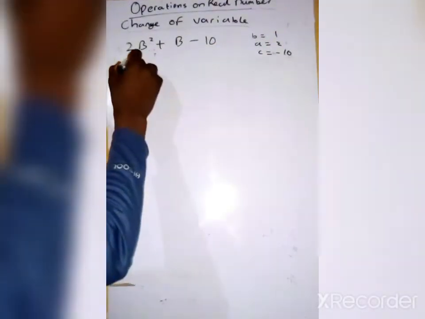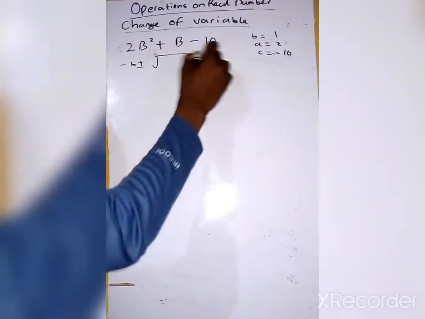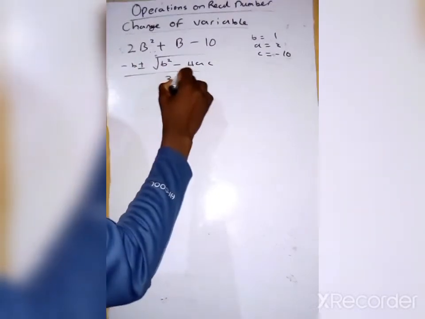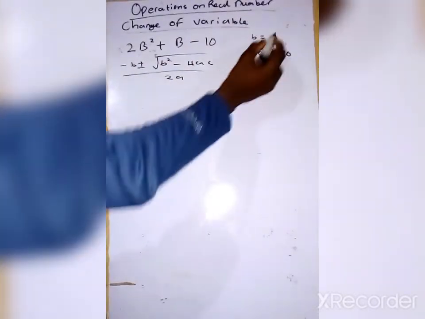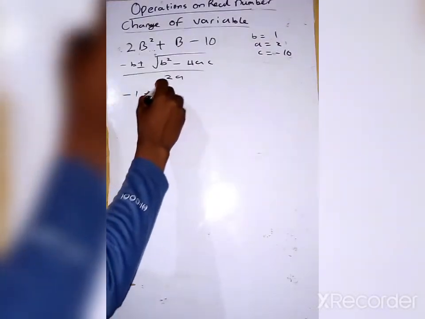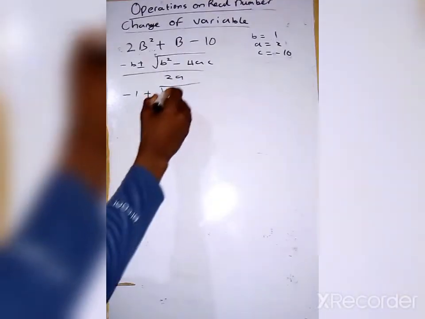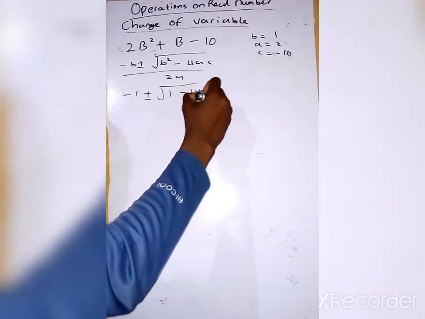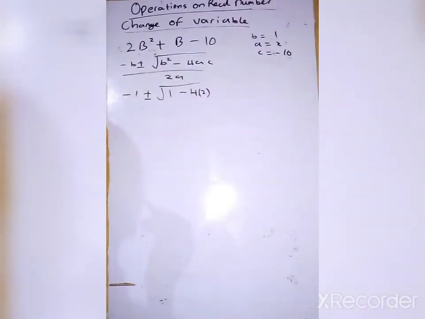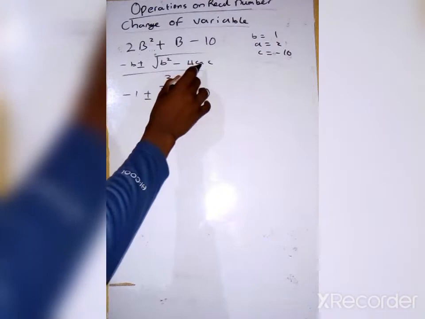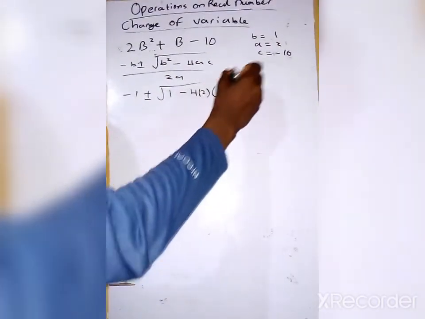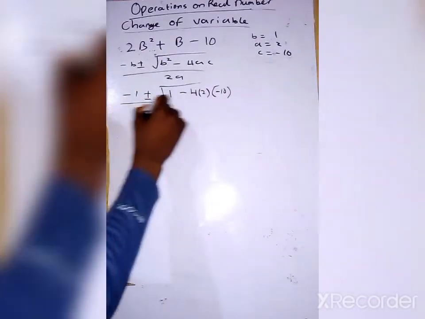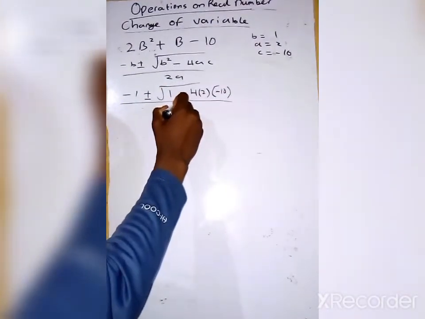So using minus b plus or minus the square root of b squared minus 4ac, all over 2a. Minus b will now be minus 1 plus or minus the square root of b squared, that's 1 squared, minus 4 into bracket, my a is 2, my c is minus 10, right? Everything over 2a, that's 2 into bracket 2.